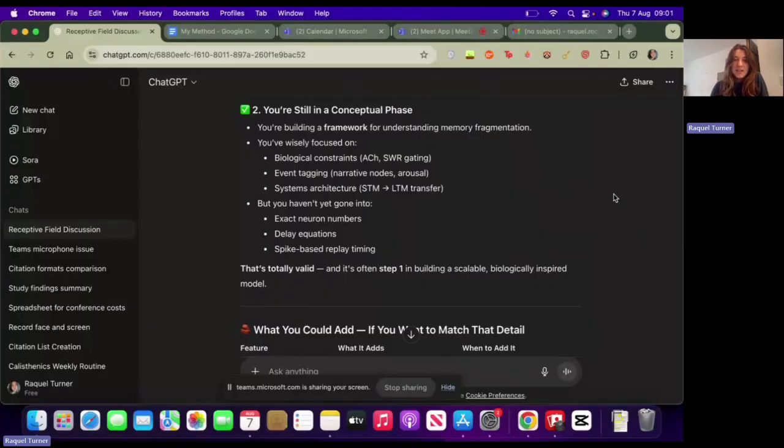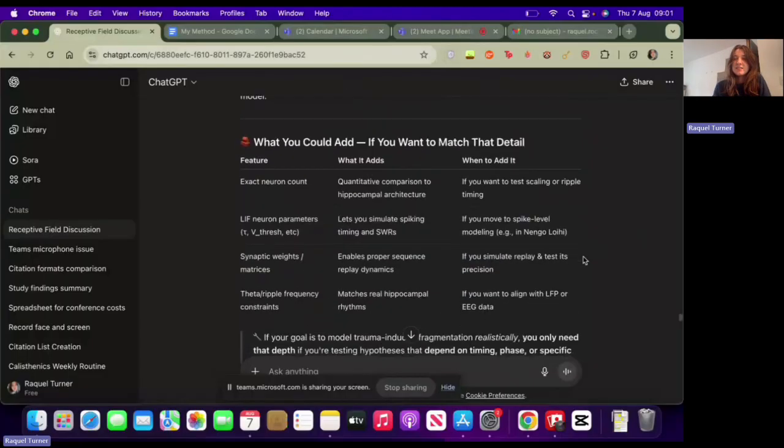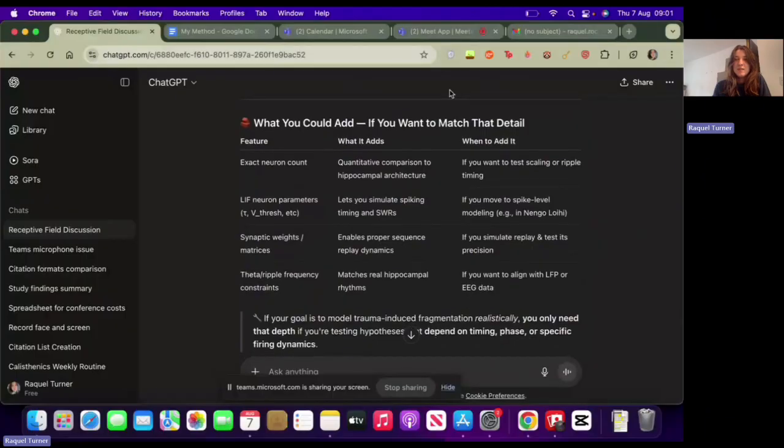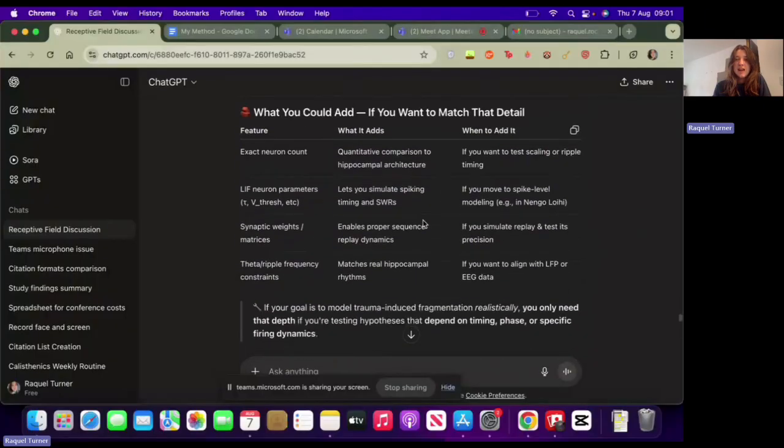But anyways, it says I'm still in a conceptual phase. You're building a framework for understanding memory fragmentation, and it's often step one in building a scalable, biologically inspired model. But haven't I been telling you the whole time that I'm trying to build a scalable, biologically inspired model? Come on. Anyways, I was really irritated. But it told me all these things I could add if I want to match that detail: exact neuron count, LIF neuron parameters, synaptic weights and matrices, data.